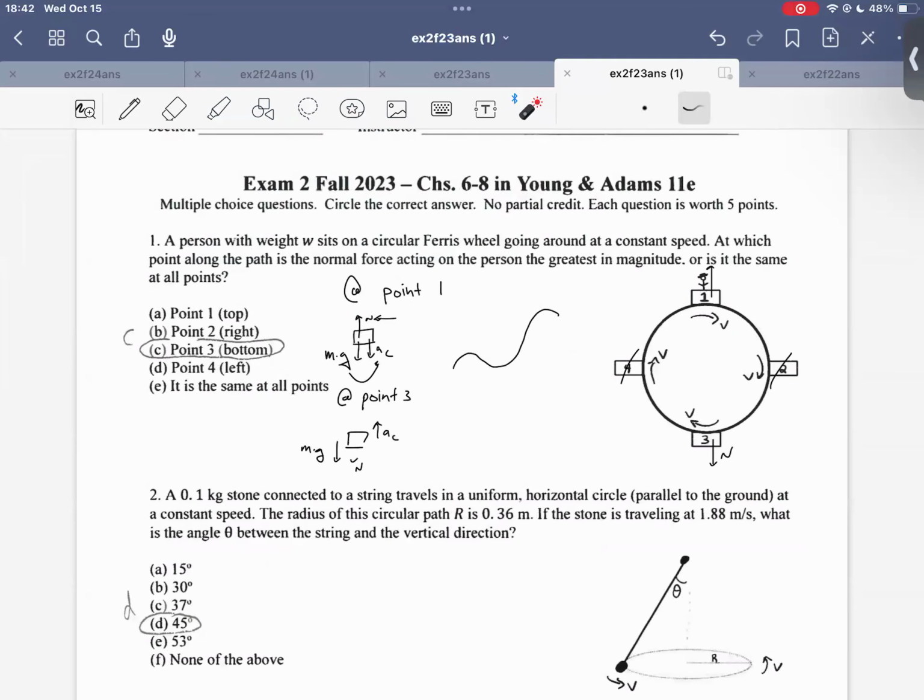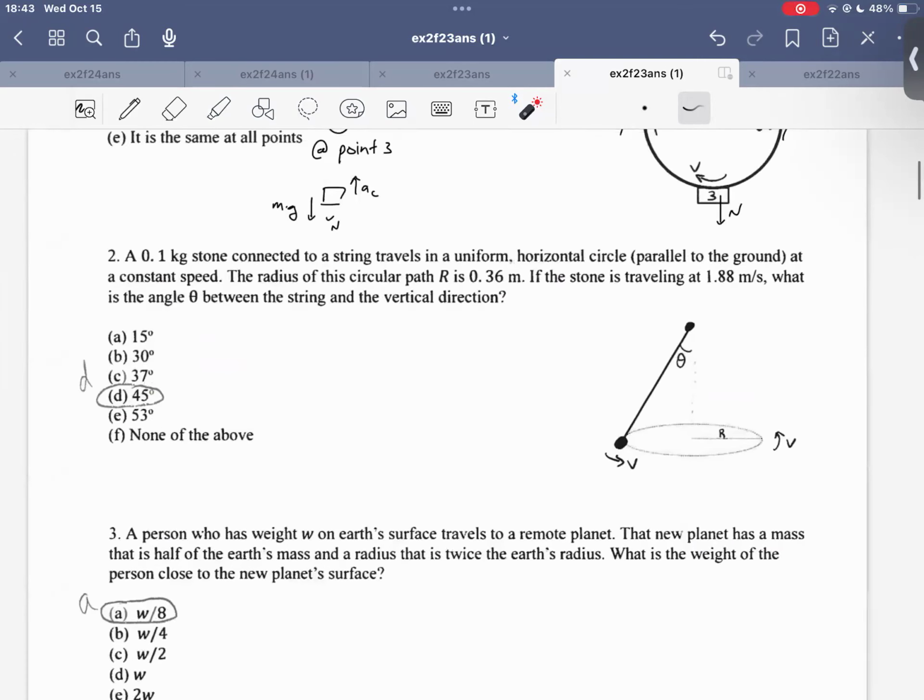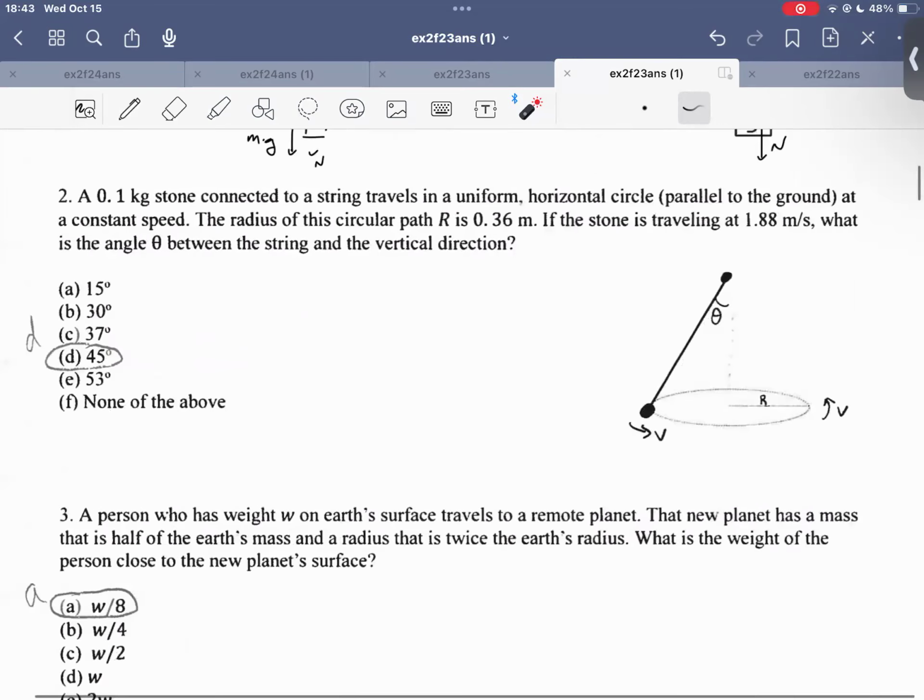This one I always feel is really tricky and really counterintuitive. It doesn't make any sense. But yeah, okay, let's move on to two.